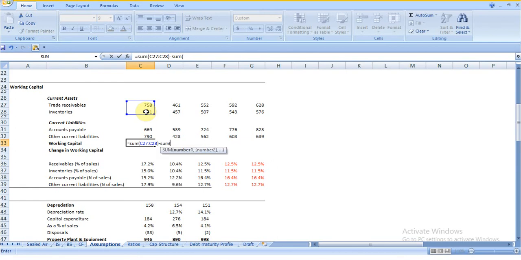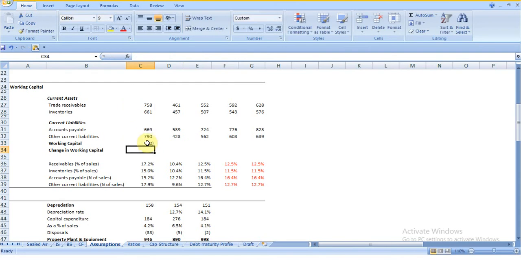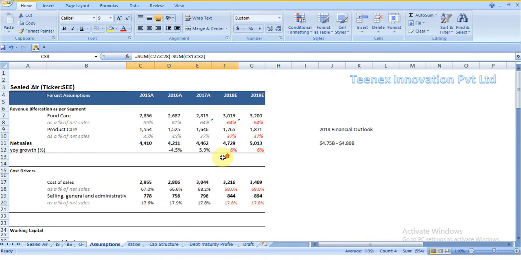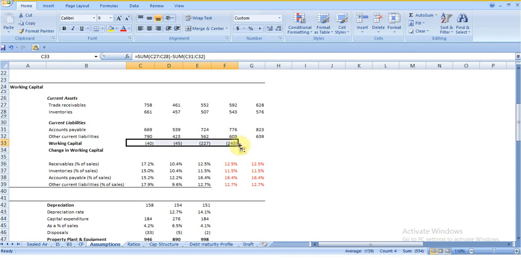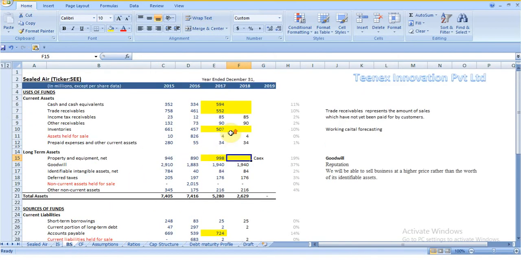So basically it shows how efficiently the company can manage its current liabilities through its current assets. If it is negative, that means the company is not managing its current liabilities through its current assets. Now I have these numbers. This is very simple. I'm going to plug in these numbers here to get the 2018 data. I need to be a little careful while linking the working capital numbers in the balance sheet.